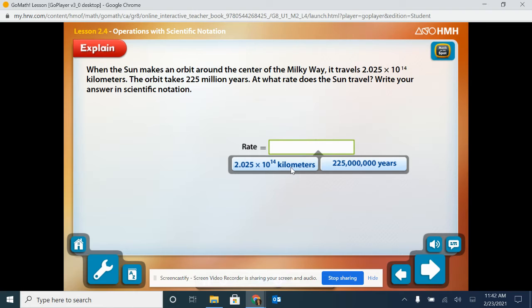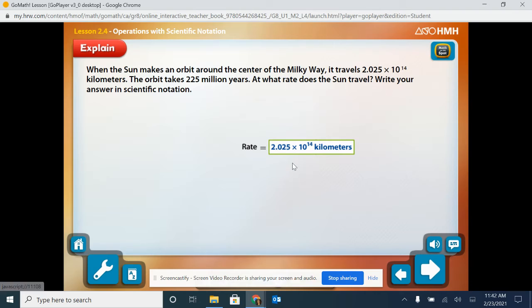Which number is already in scientific notation? So remember, scientific notation is a number less than 10 times a power of 10. That one. That's right. The number in scientific notation includes a power of 10. Now write the other number in scientific notation.